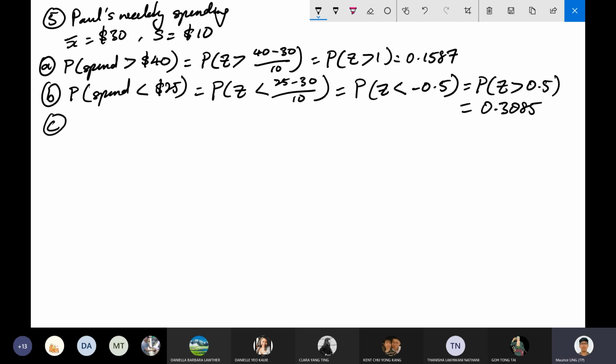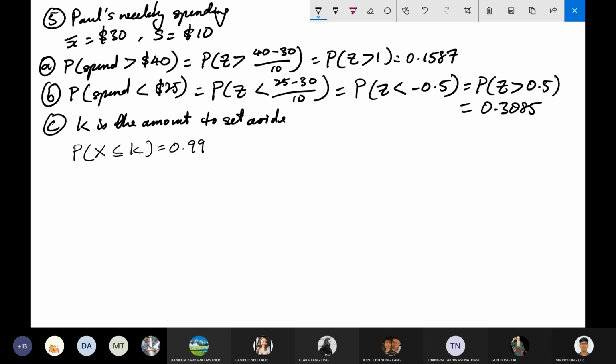Question C. What is the least amount that he has to set aside at the beginning of the week so that he's 99% sure that he has enough to spend for lunch? So we say that K is the amount to set aside. Okay, K is the amount set aside. Then you want to have X that is less than or equals to amount K. So it is 0.99. Then you work it out.